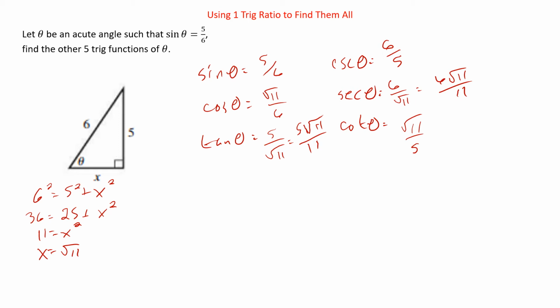So if we know just one trig function, we can use that, label the sides, and then find the third side, and you have every other trig function that you could want for that triangle.